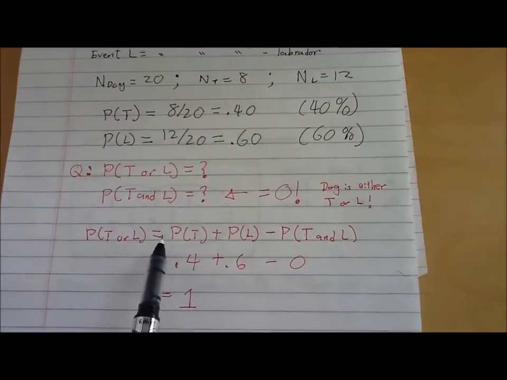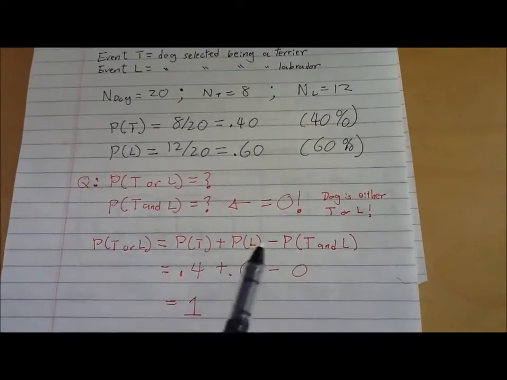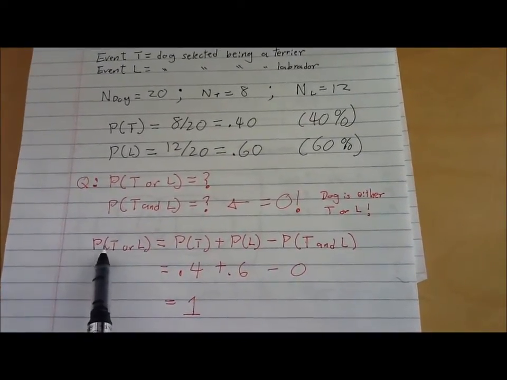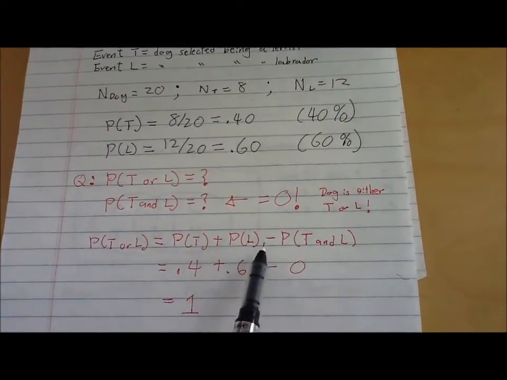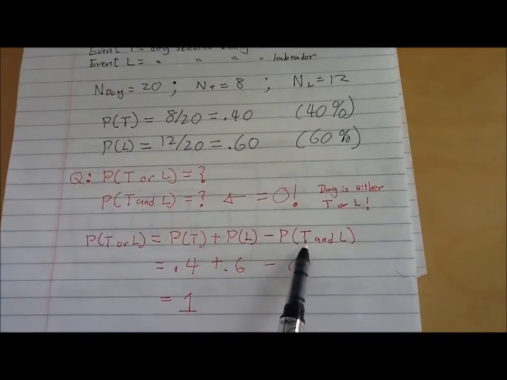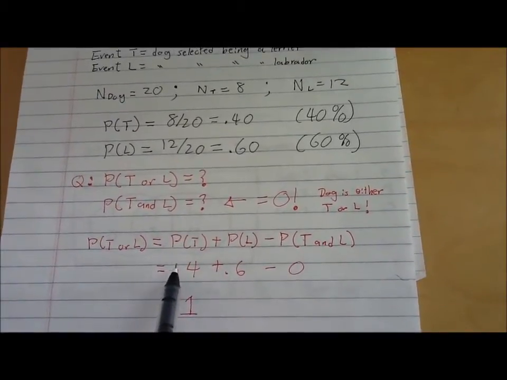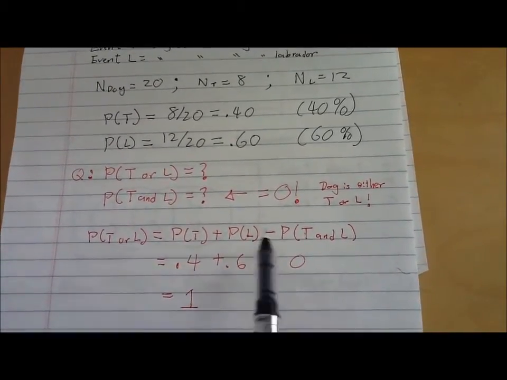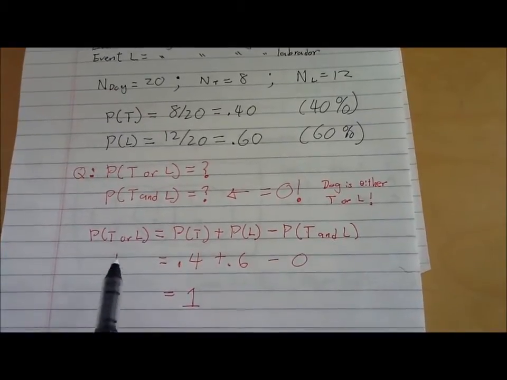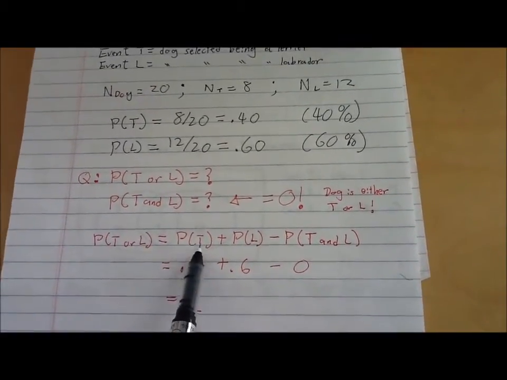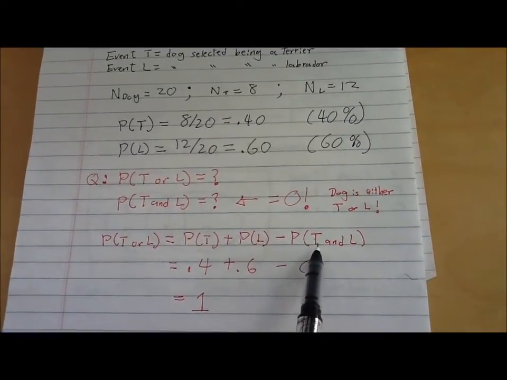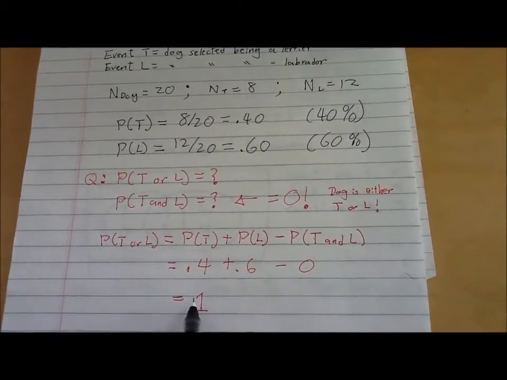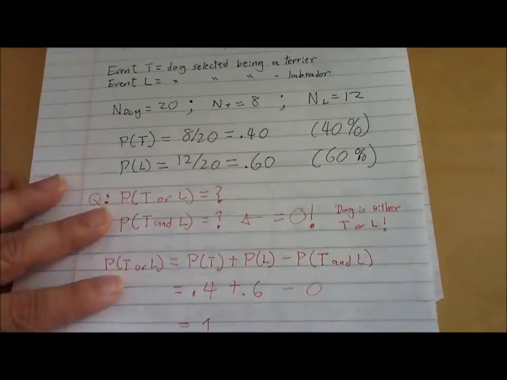But let's use the general rule to see how it works out. So P of T or L is equal to P of T plus P of L minus P of T and L. Remember, or is right here and and is right here. So probability of T is 0.4, probability of L is 0.6, and probability of T and L is 0, and therefore that's equal to 1, as you expected.